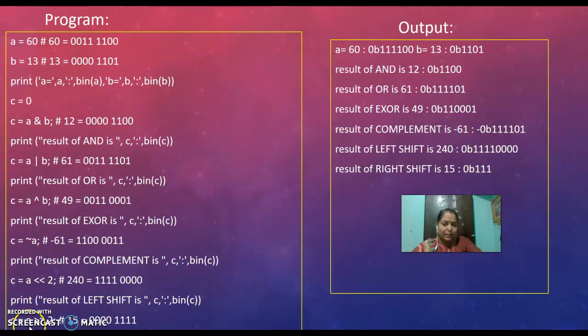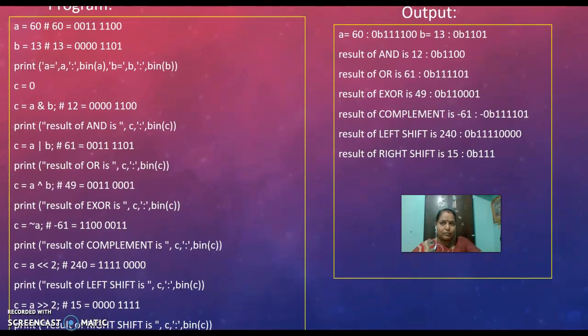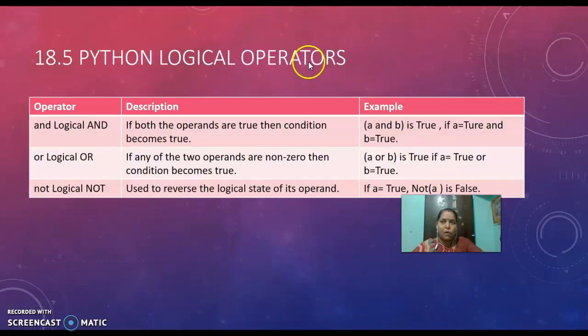C equal to A right shifted twice. So the resultant value is 15. So the result has been printed. So you can see the result of right shift is C, with the binary of C. So the result of right shift, 15, is being printed.